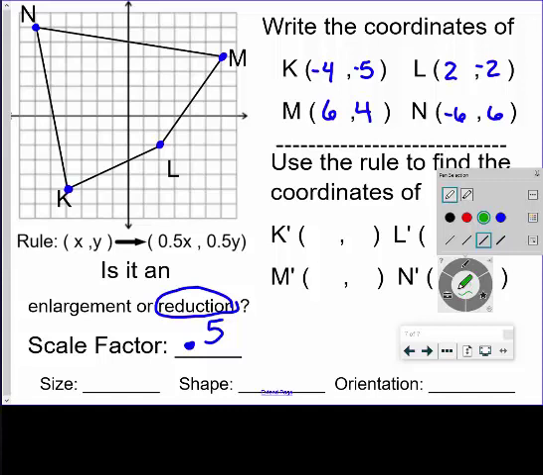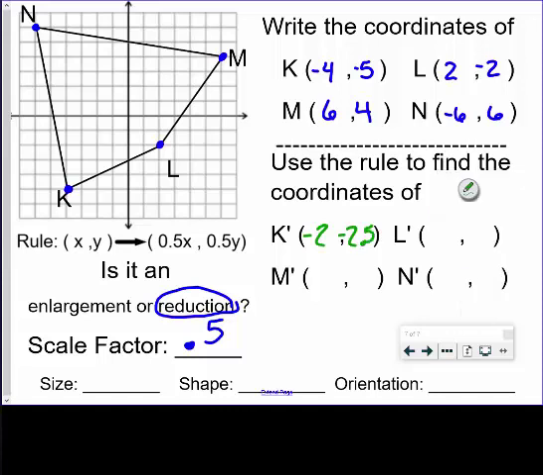Alright, 0.5 times negative 4, negative 2. 0.5 times negative 5. 0.5 times 2, 1. Negative 1. 0.5 times 6. 0.5 times 4, 2. 0.5 times negative 6, 3. 0.5 times 6, 3.